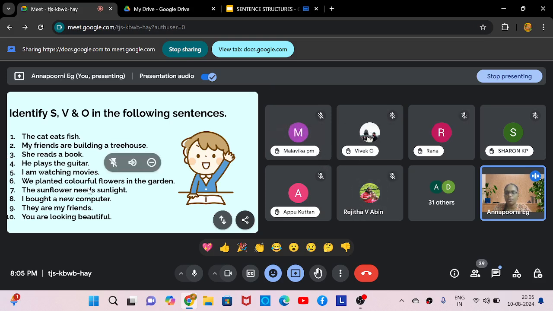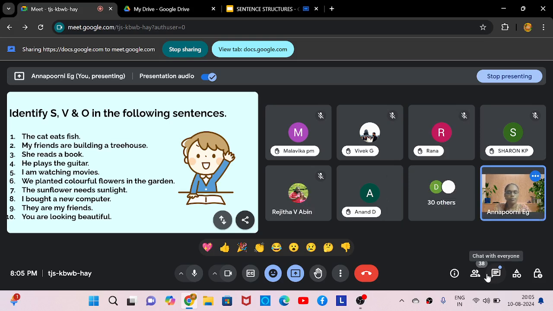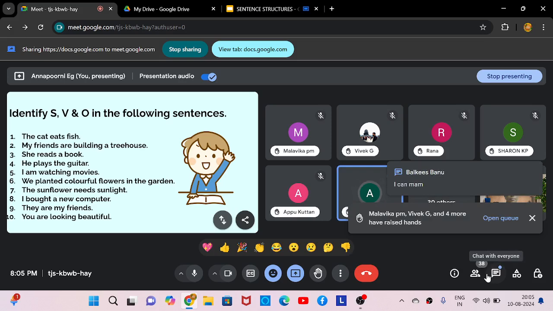Malavika, can you read the seventh one? Malavika? Okay, Anand, you can read the seventh one. The sunflower needs sunlight.